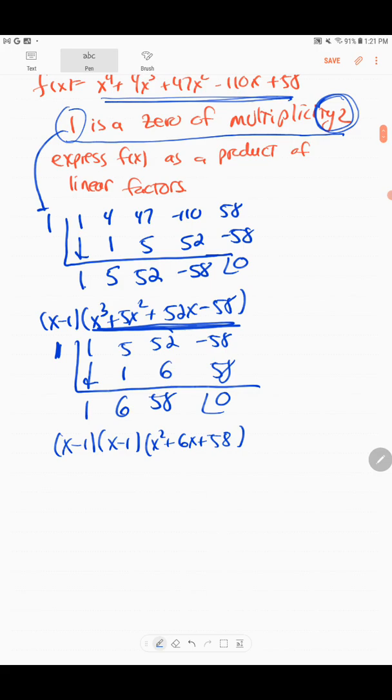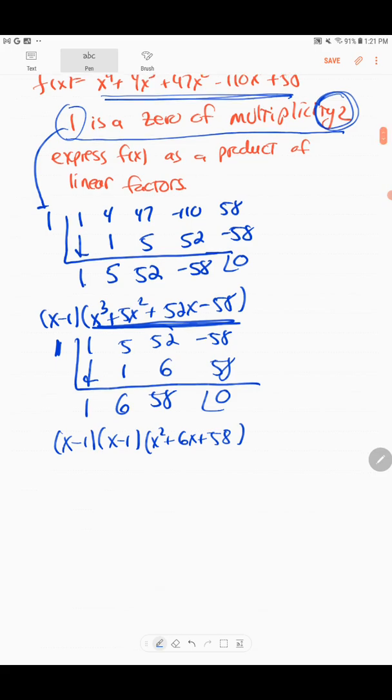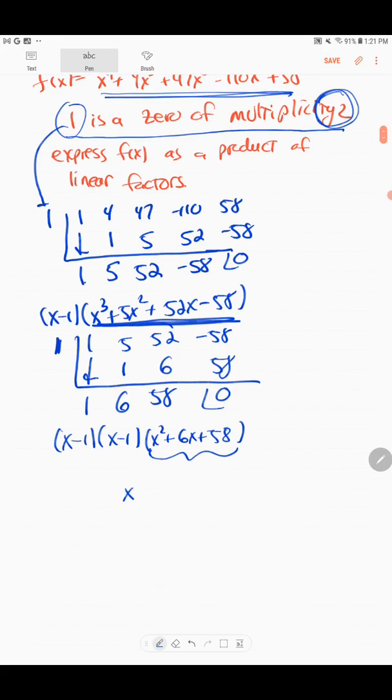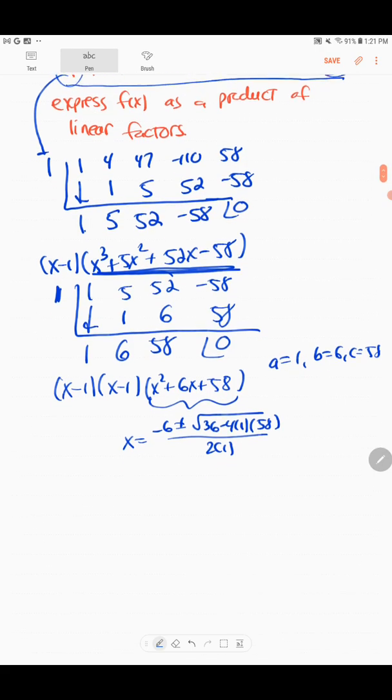Now this one doesn't look to me like it factors. 29 and 2 multiply to 58, but they don't add to 6. So I'm going to use the quadratic formula to find the last 2 zeros. Remember, once you get down to a quadratic, you can always use the quadratic formula. So minus b plus or minus the square root of b squared. Notice a is 1, b is 6, c is 58. b squared minus 4 times a times c, all over 2 times a.